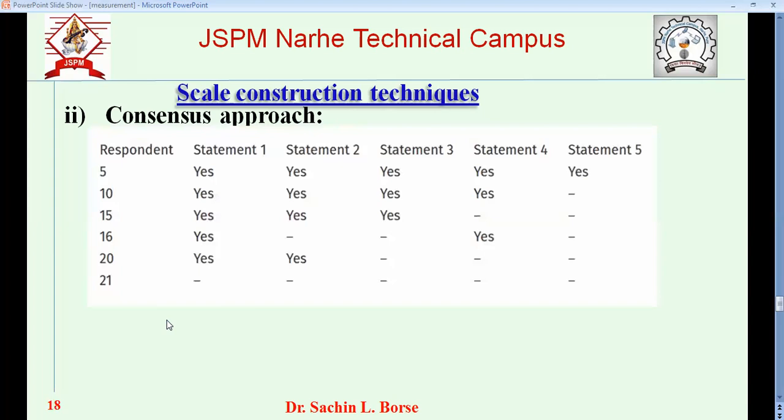So based on these responses, we need to create the scale, and then once the scale is made, you can send it again for your measurement. But before going for measurement, you have to create the scale. So this will continue in the next lecture. Thank you.